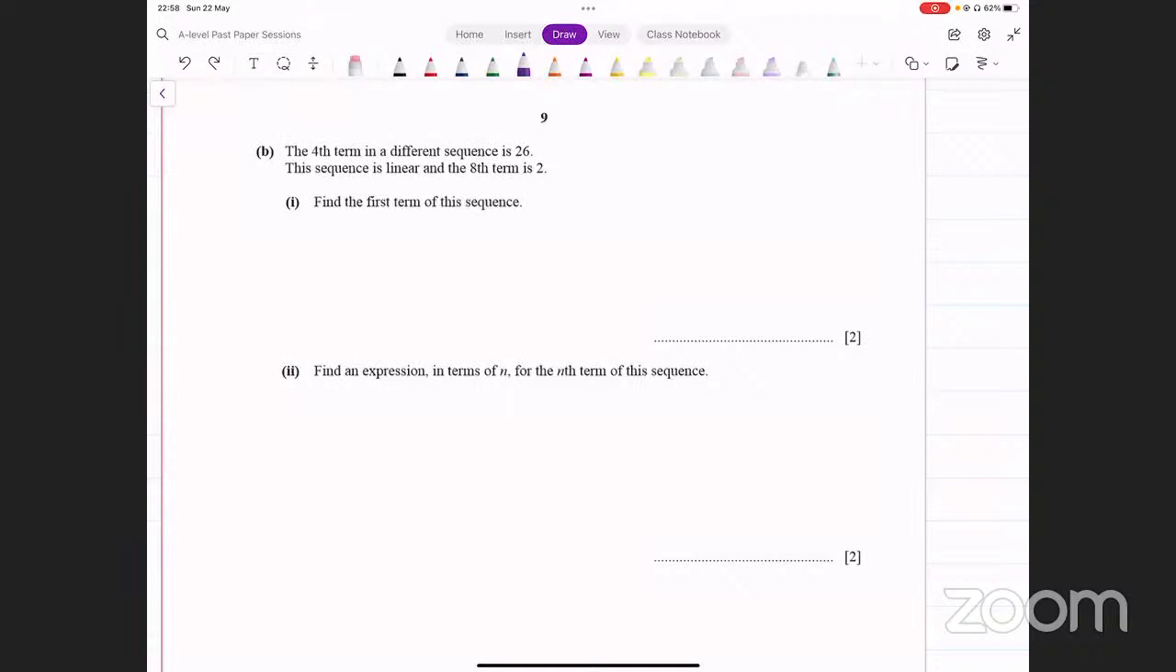Okay, let's move on. The fourth term in a different sequence is 26. The sequence is linear, and the eighth term is 2. Again, it's a linear sequence, यानी कि difference constant है. ठीक है, अच्छा. फोर्थ टर्म जो है वो 26 है. Let's think about it. So we've got fourth term, that's 26, and then we have the eighth term, that is 2. Find the first term of the sequence.